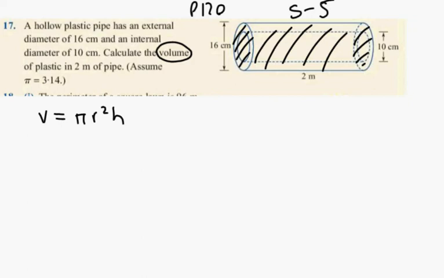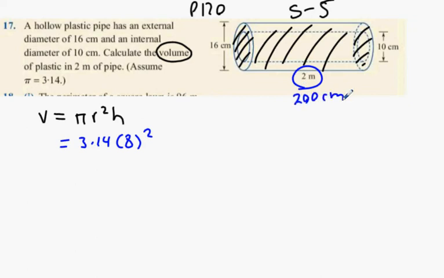Now they tell me that the diameter is 16. What's the radius then? 8. So your radius is 8. So it's 3.14 multiplied by 8 squared. And what's your height? 2 meters. No, we can't have that because the other things are in centimeters. So I'm going to change that to 200.